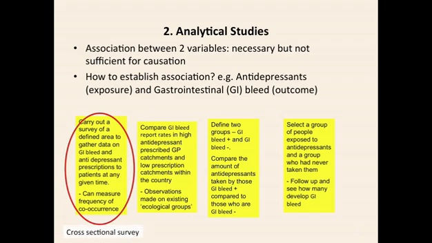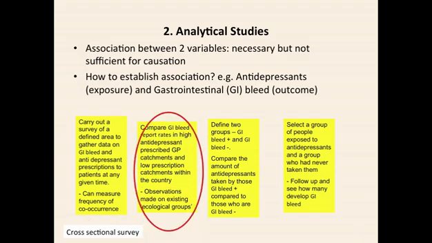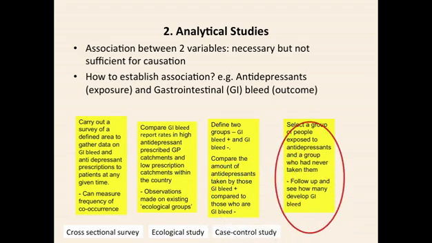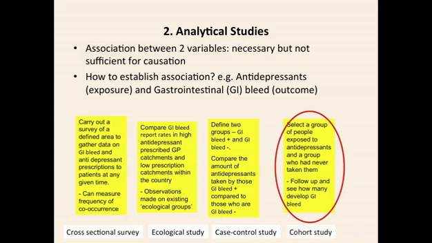We have already seen how you can use this design to investigate putative associations. The second type of study is called an ecological study. The third type of study is called a case control study. And the fourth type described here is a cohort design.